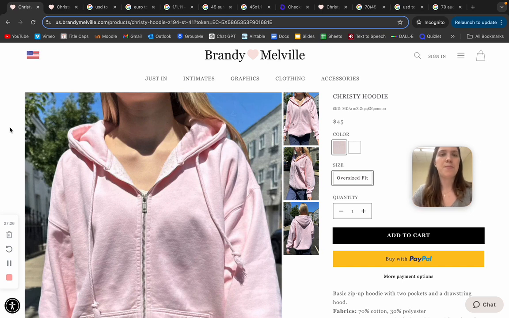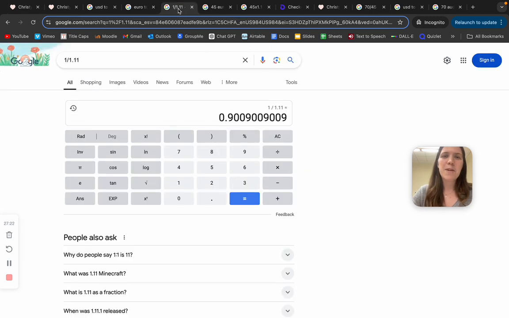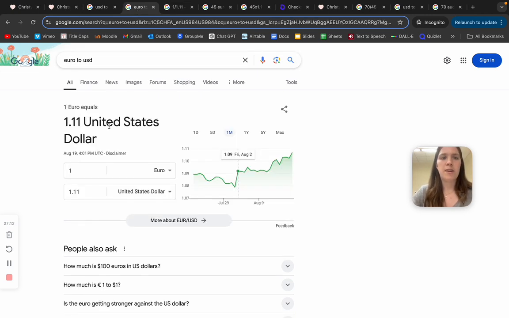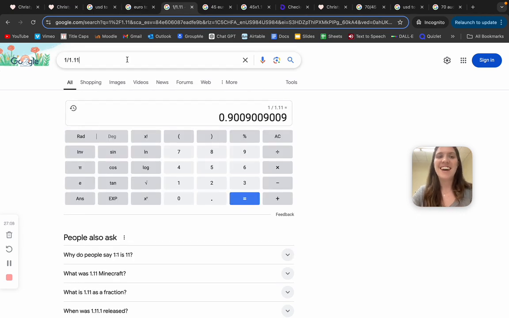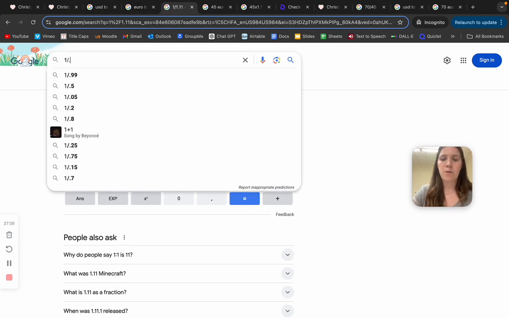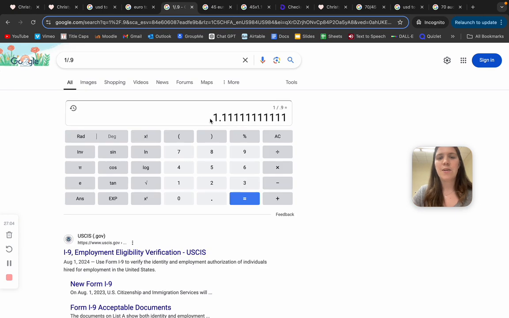All right, and real quick, something that I just think is kind of cool, there's an inverse relationship between the exchange rates. So what this means is if you take 1 and then divide it by 1.11, which is the euro to USD conversion rate, it'll equal 0.9. And then if you divide 1 by 0.9, it'll equal 1.11.